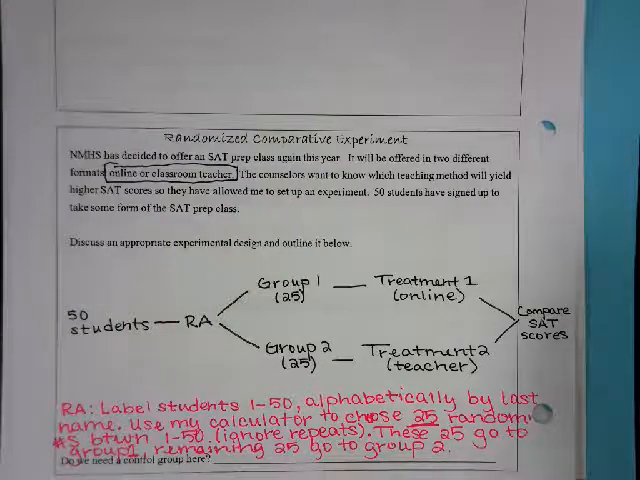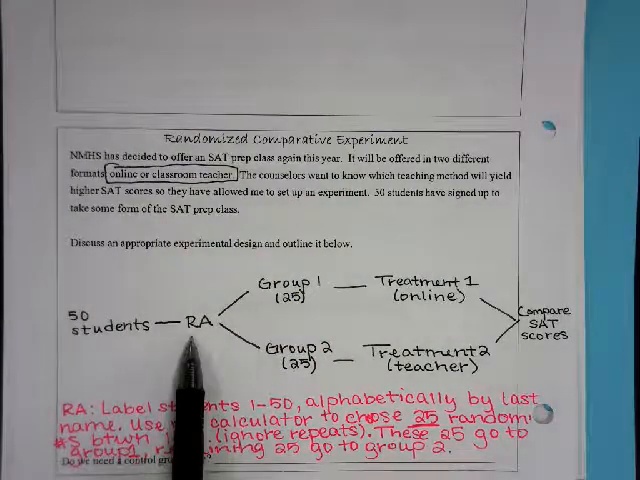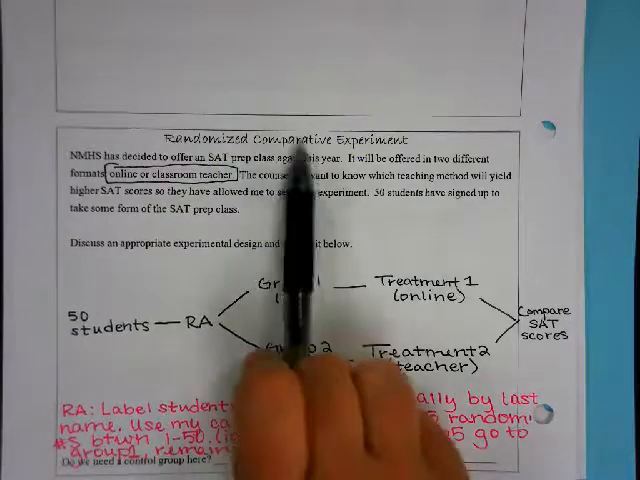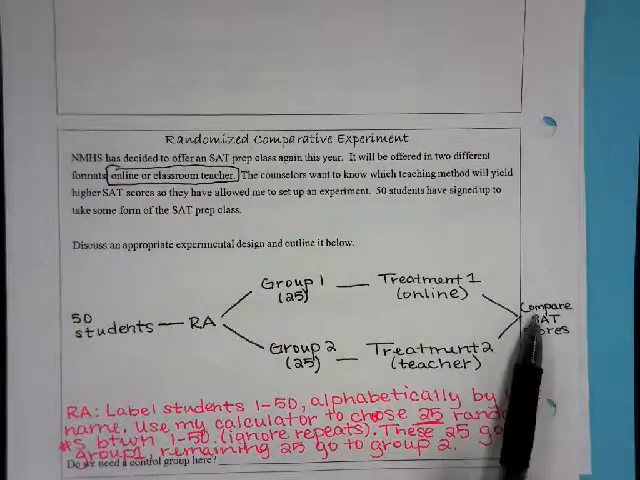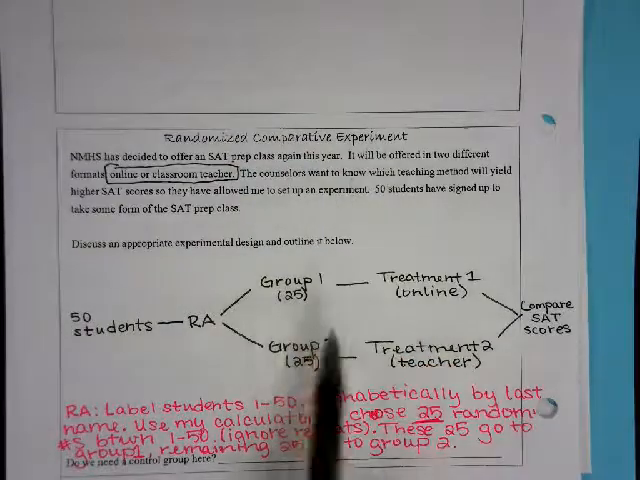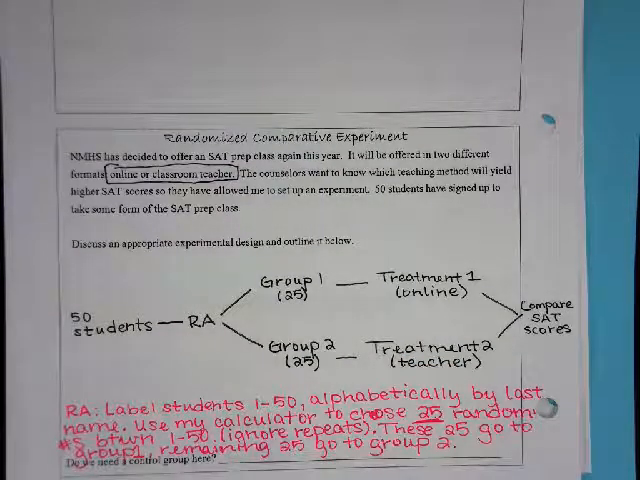So randomized, we have our random assignment. Comparative, we're comparing at the end. Experiment, we're imposing treatments. So it's a randomized comparative experiment. Do we need a control group here? Why not? If we needed a control group, I would have put a control group in my design. Carter? Because we're comparing the difference between in-person and online.